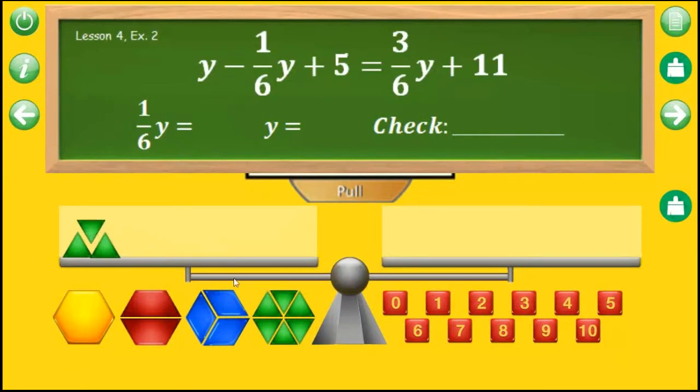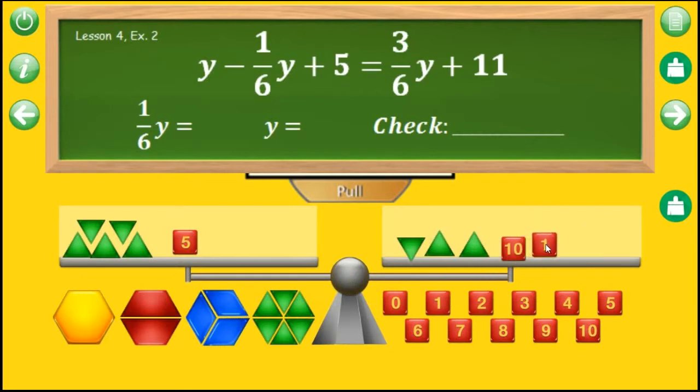Okay, I'm just going to place them up here anyway, any which way. So that's 3, 4, 5. So far we have set up y, take away 1/6y. We need to add a 5 constant. And on the right side, we need 3/6 of y. How do you want to represent that? You can do 3 green blocks. Okay, I can do 3 green blocks. And on the right, constant 11 cubes.